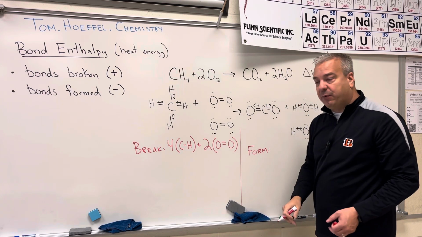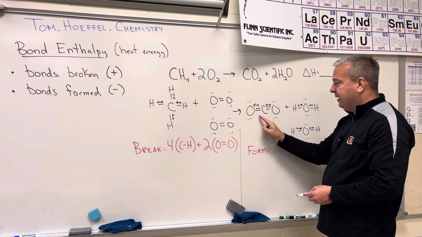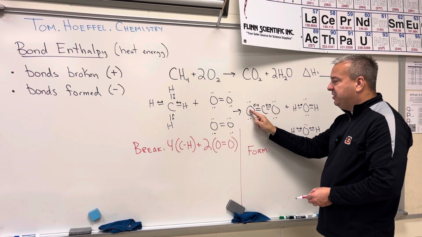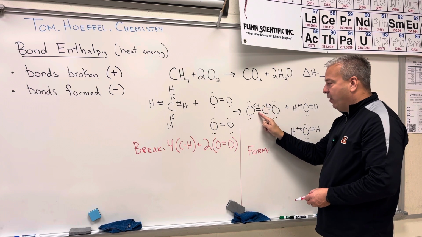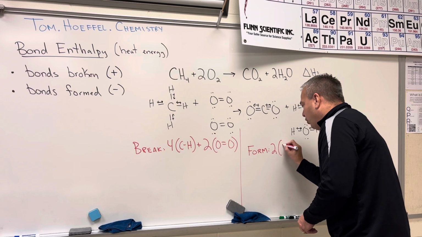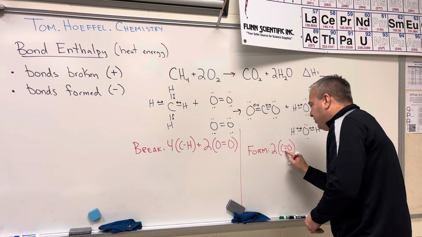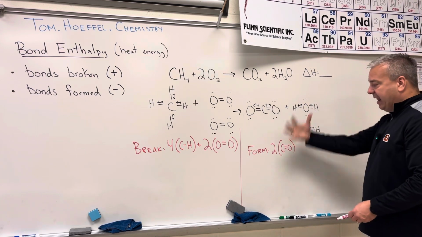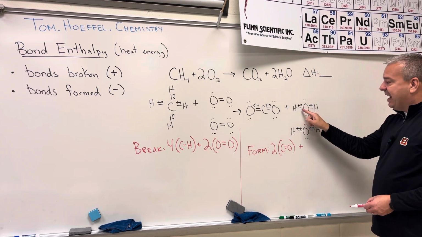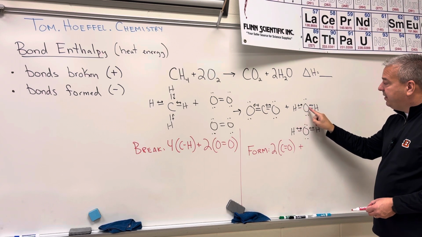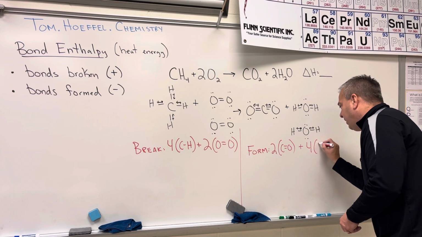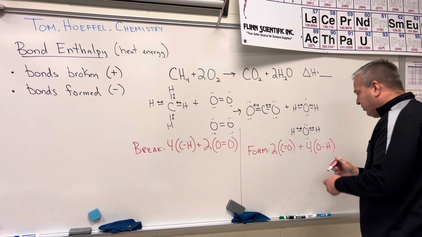And the type of bonds that we're forming, if we look at the carbon dioxide, we're going to form these bonds and these bonds. Okay, so this is a carbon double bonded to an oxygen. I got one bond here and another bond over here. So we're going to form 2 carbon to oxygen double bonds. Okay, and then when we look at the water, what else are we going to form? We're going to form these oxygen to hydrogen bonds, and there's 1, 2, 3, 4 of them. So we're going to form 4 oxygen to hydrogen bonds.